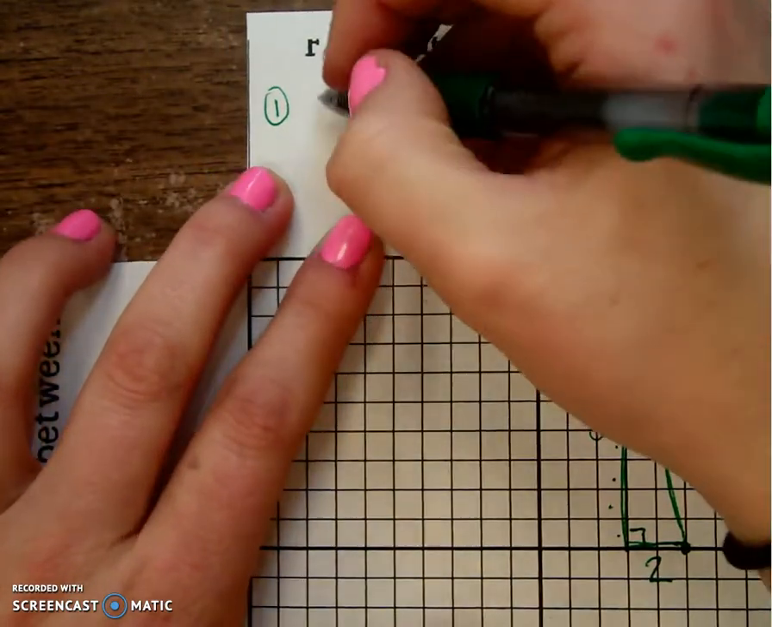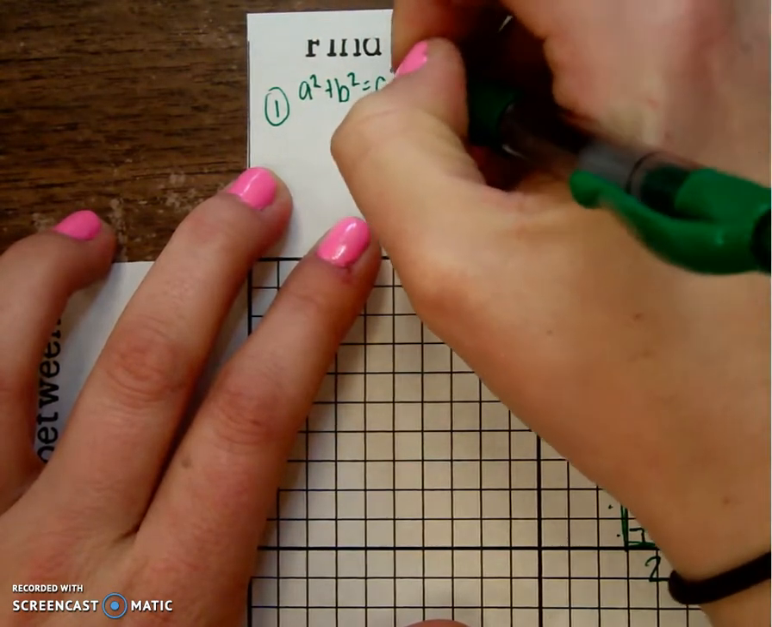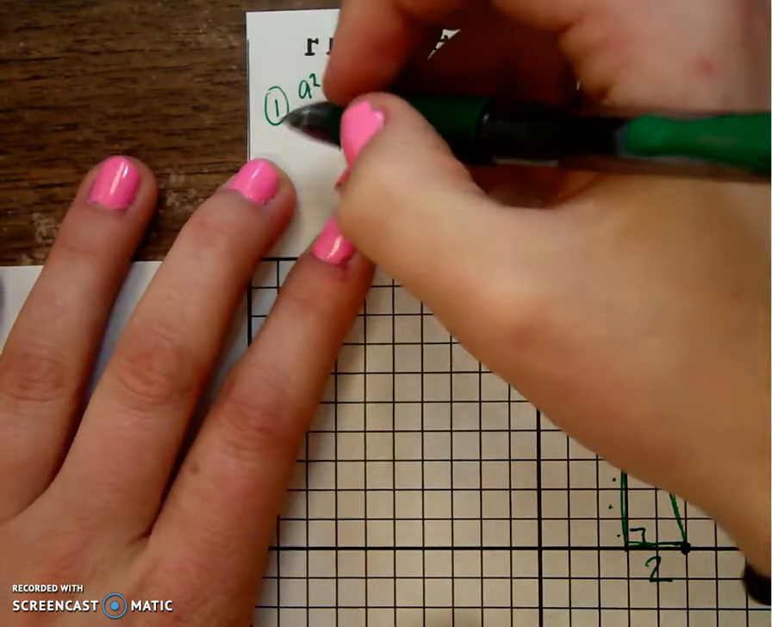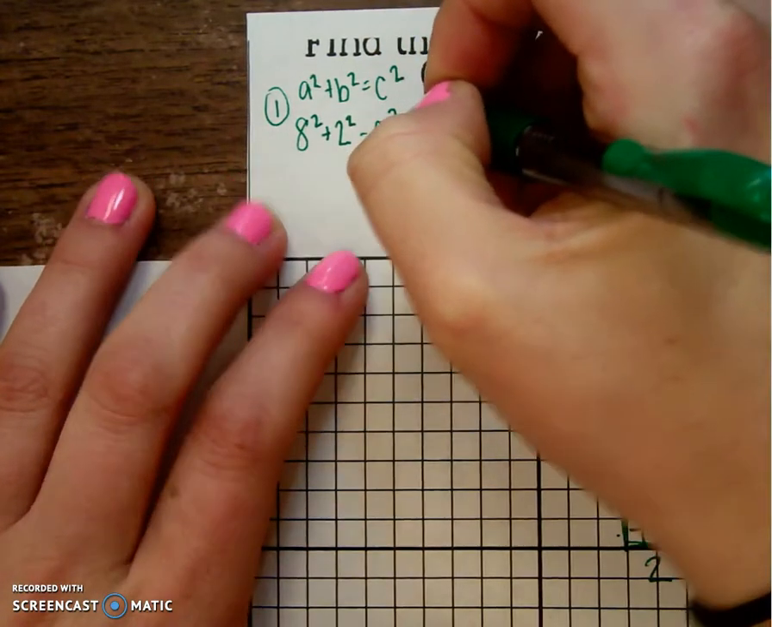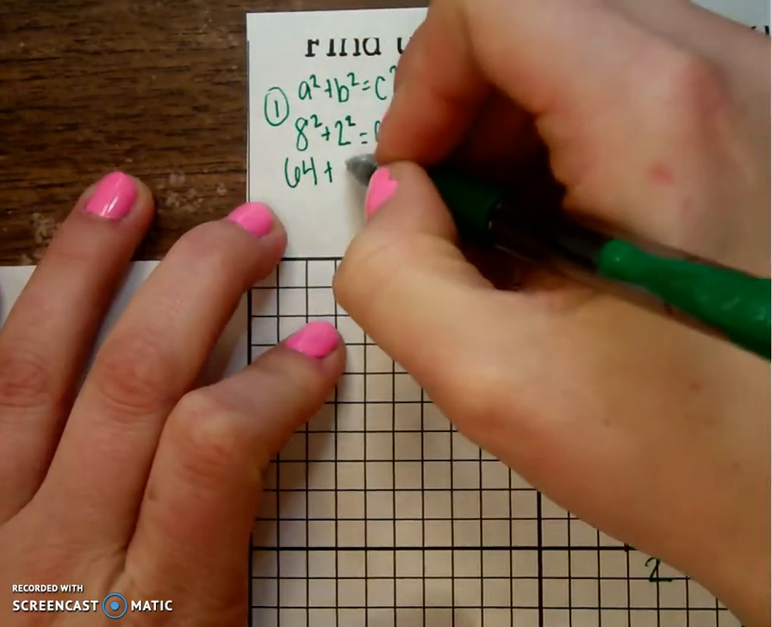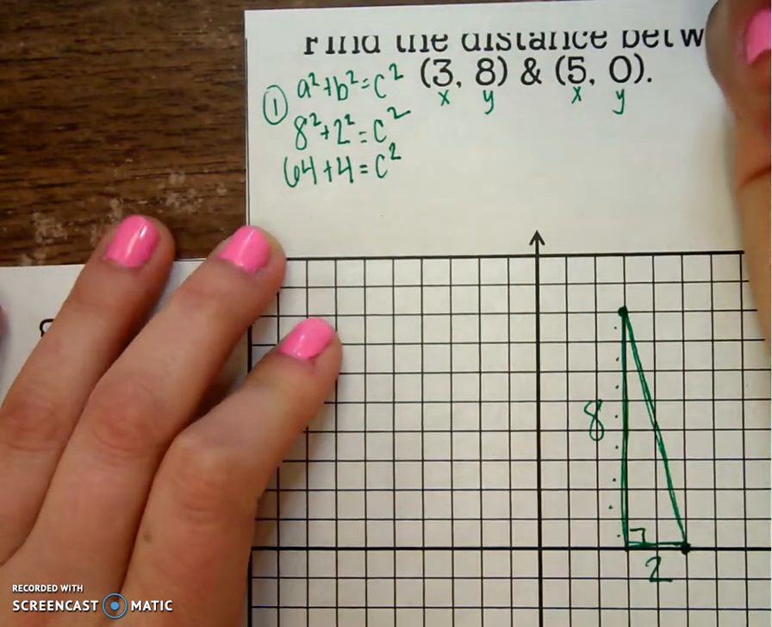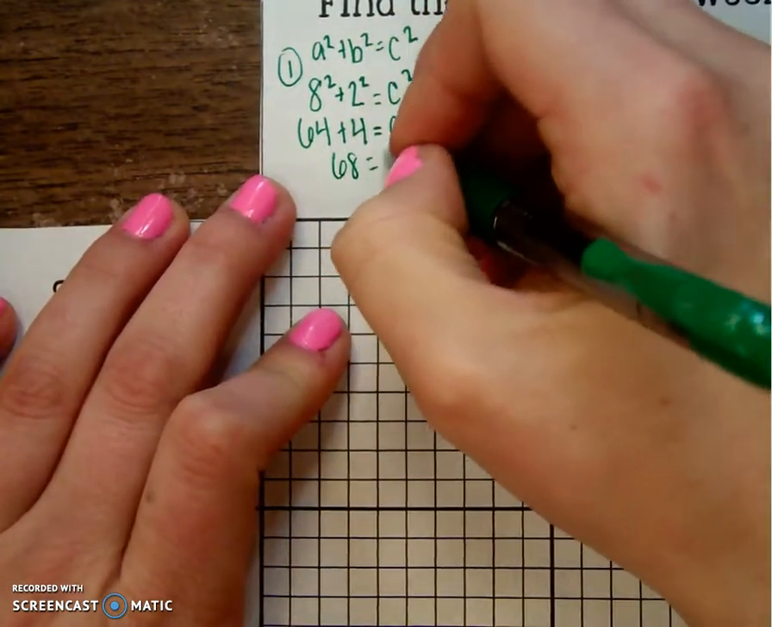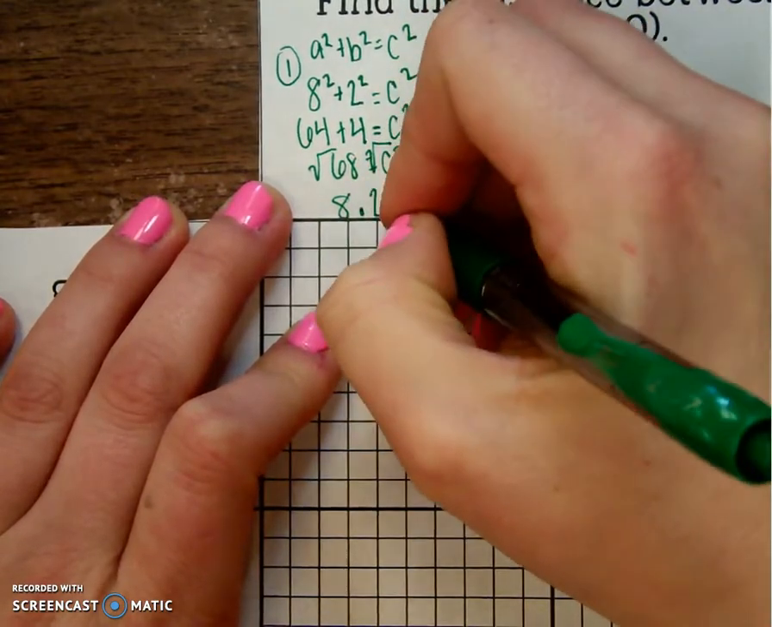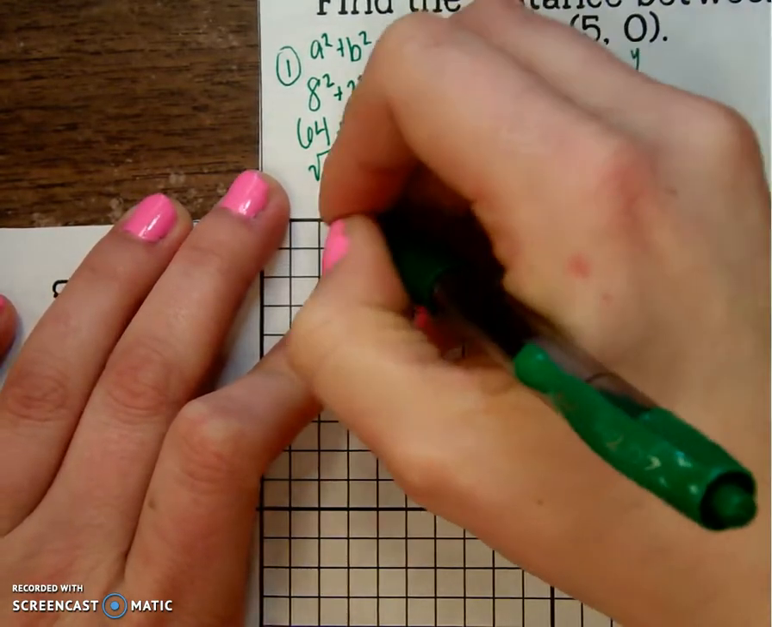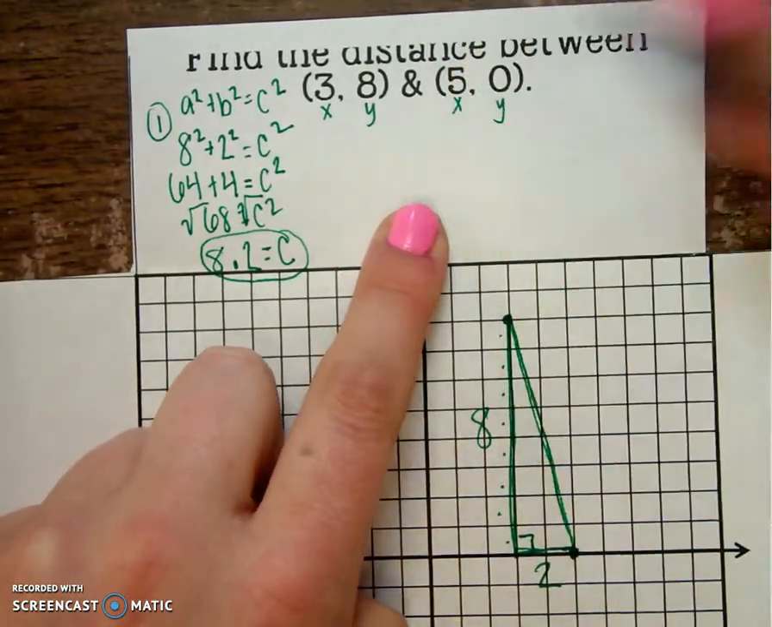So let's use the Pythagorean theorem. We have a squared plus b squared equals c squared. I was given a and b, so 8 squared plus 2 squared equals c squared. 64 plus 4 equals c squared. So 68 equals c squared. The square root of 68 to the nearest tenth is about 8.2. That's one way to solve it. Let's look at the other way, method 2.